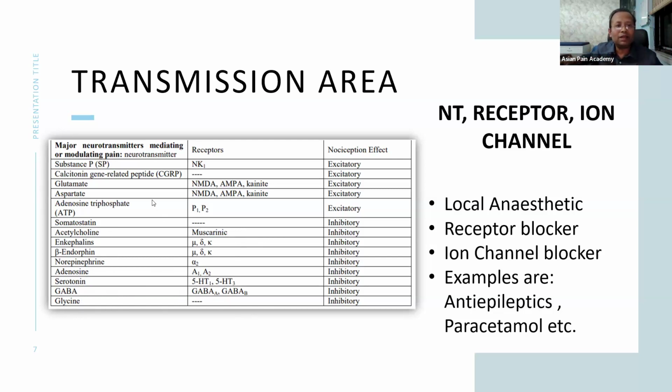Remember, anti-substance P or anti-CGRP is not there in the market. It is at the experimental level. The rest of the things you can get, like NMDA and AMPA receptor drugs are there, and for inhibitory neurotransmitters or inhibitory receptors, you will get drugs too. So this is the ultimate point; when we talk about other drugs, then you will understand how important it is.